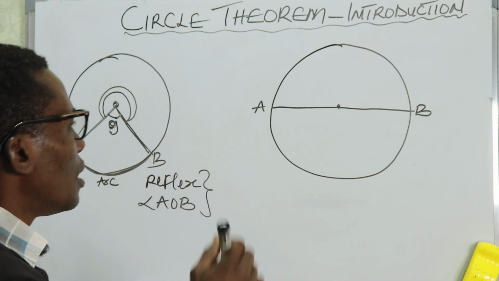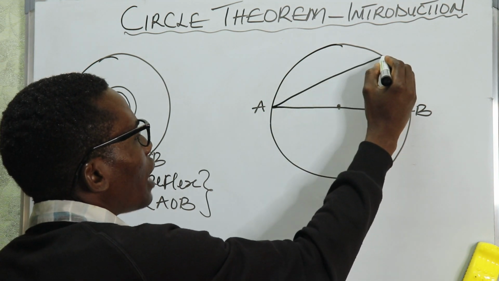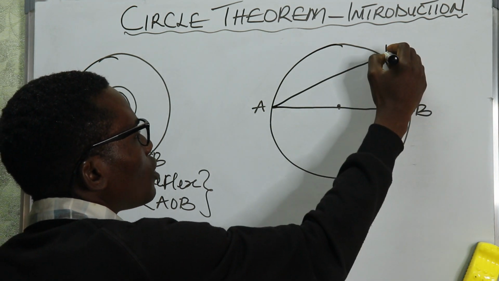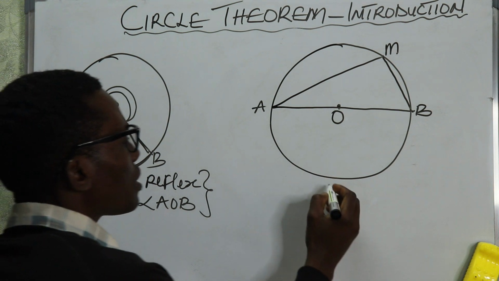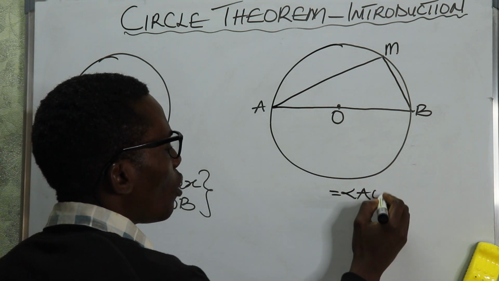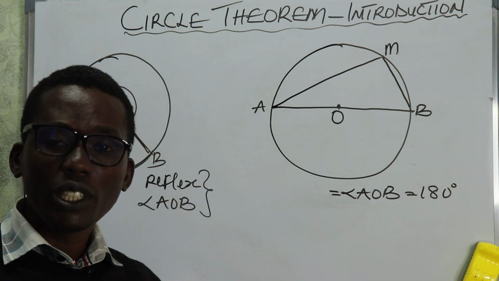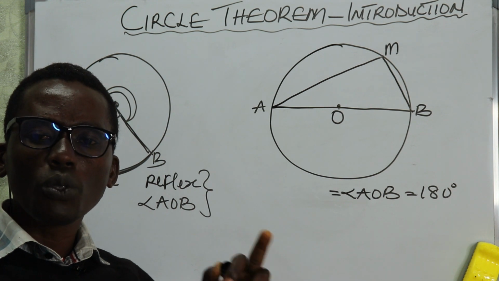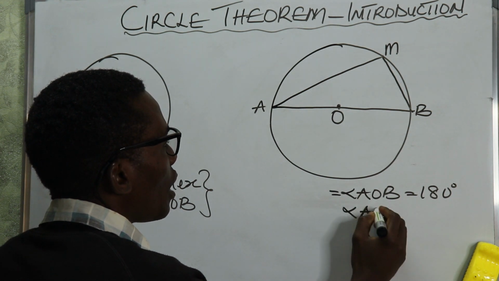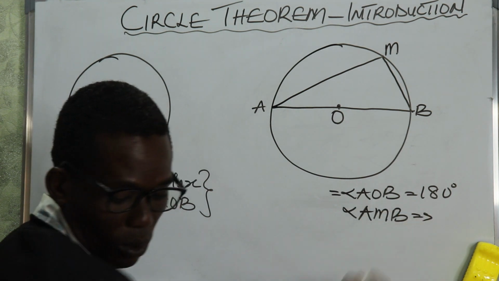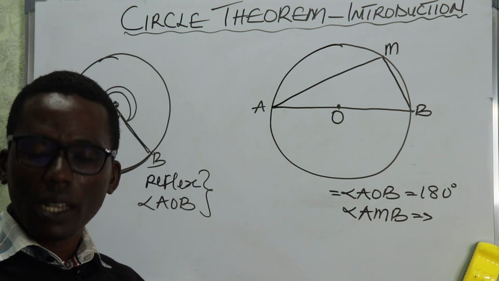Now let's explain that. When this chord AB sustains an angle at the circumference of a circle, let's assume this is M, this is center O, it is going to form two angles. The first angle is angle AOB, which is equal to 180 degrees, and that is angle on a straight line. Now the next angle it is going to form is angle AMB, which is the angle at the circumference. It is formed at the circumference of the circle.